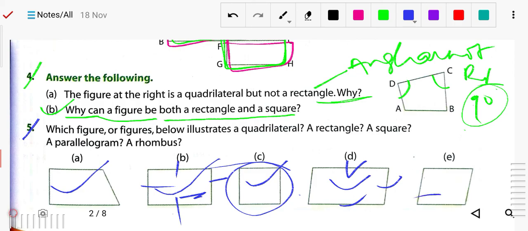Okay, so likewise you can do it. Got it. I hope you understand all this and you can do it.